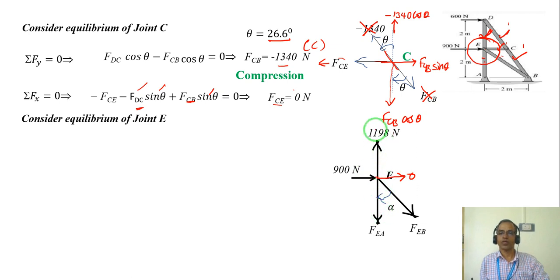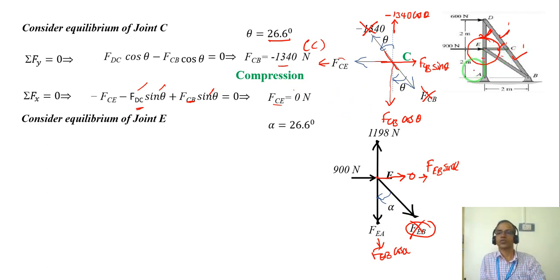So these two are vertical, this is horizontal, nothing to worry. Only this one force we need to align to horizontal and vertical. So if I remove this, I can get this direction FEB cos alpha, and this direction FEB sin alpha, and that alpha angle can be found out as 26.6 degrees.